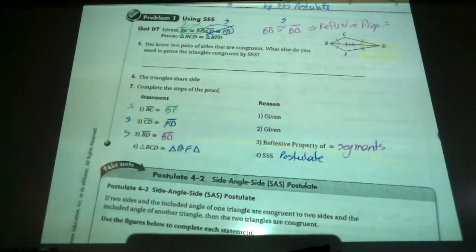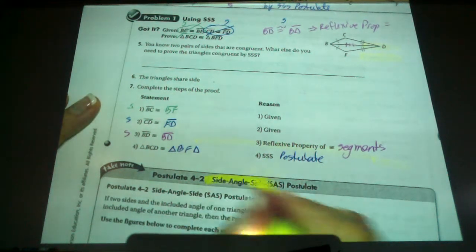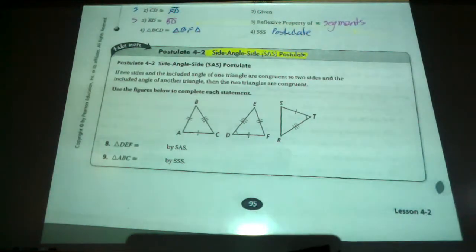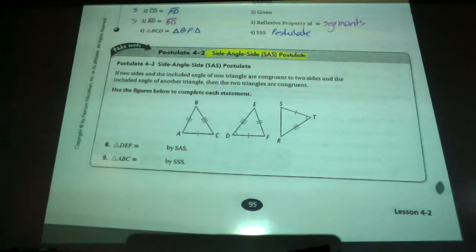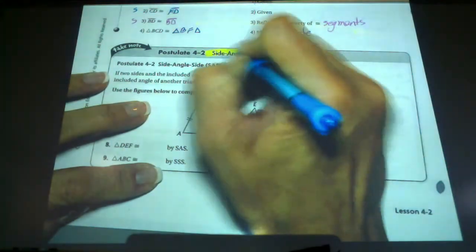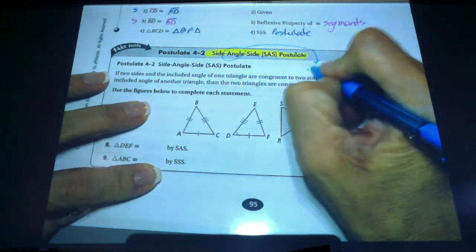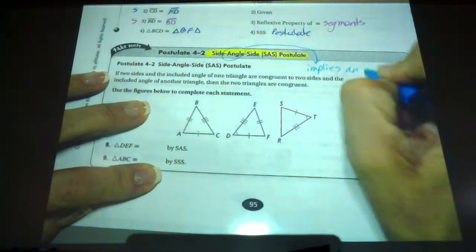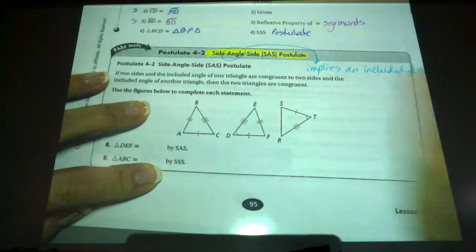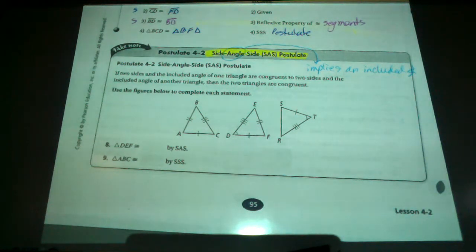Okay. So then we have a second postulate that's going to cut down our work, and it's called the SAS postulate for side angle side. The reason why we went through included angle, included side was for this particular one right here. It must go in the order SAS. Now your book may not go in that progression. I always will. And so this angle right here implies an included angle. In other words, it's got to be side angle side. That angle is the included angle in between the two sides.